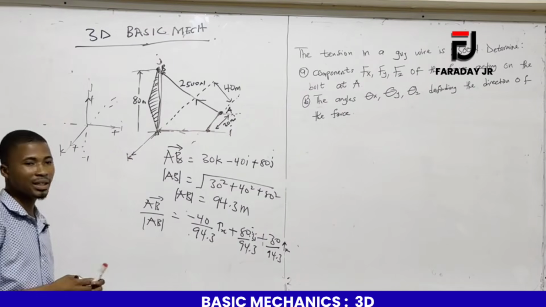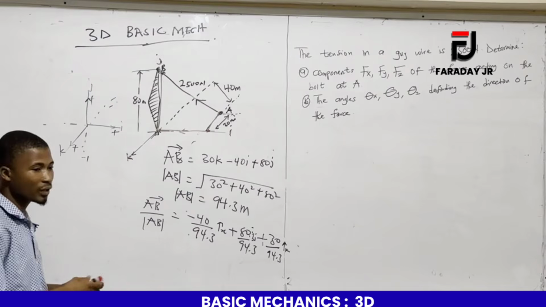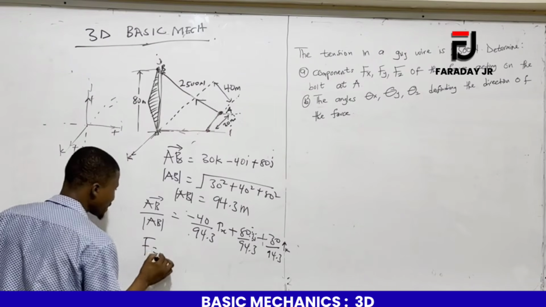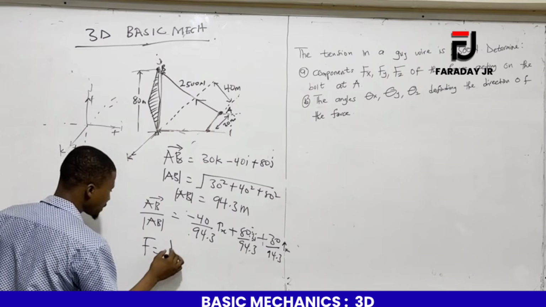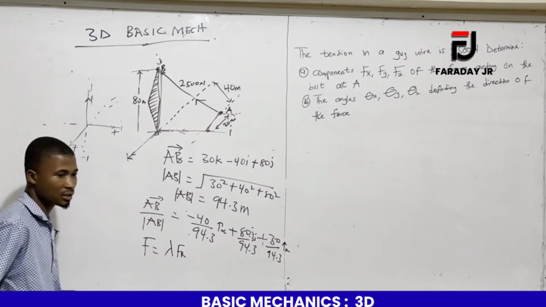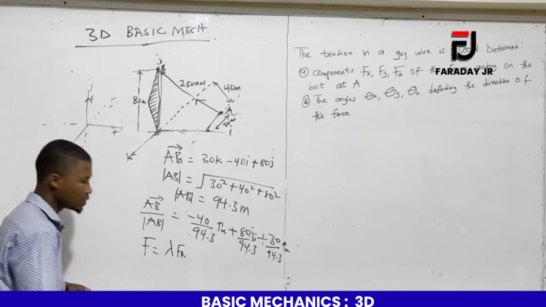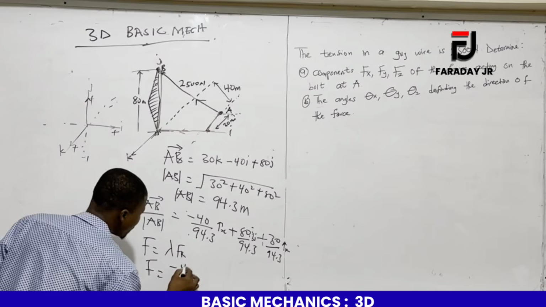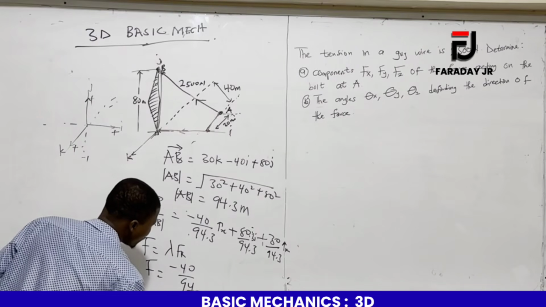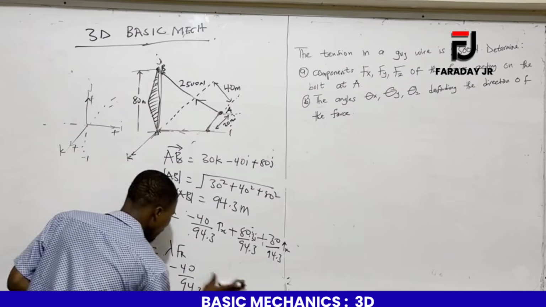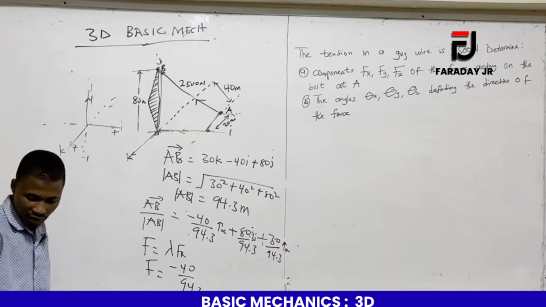Okay. So what will be the next thing? The next thing we will do is to find the force itself. We know that anytime we want to find the force, it is the unit vector times the resultant force. Then the force will be equal to what we have here, which is negative 40 divided by 94.3 plus 80.